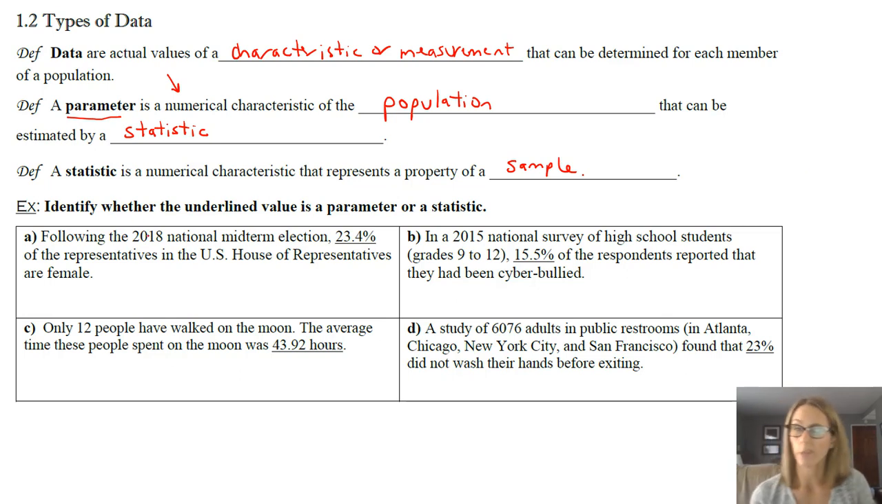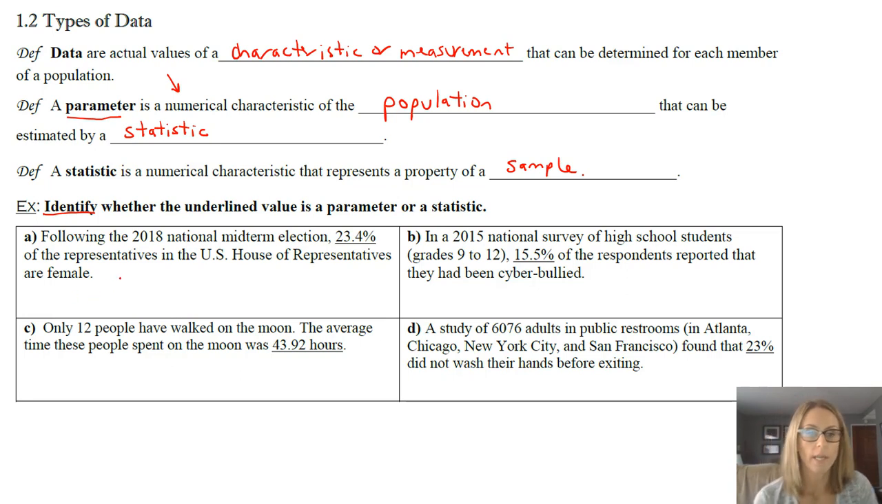So now what we're going to do with that information is identify whether what we see is a parameter or a statistic. A really good idea to see if you're with me so far would be to pause and see if you can put either parameter or statistic in the space that's left in the box for A, B, C, and D, and then unpause and see if you are right.